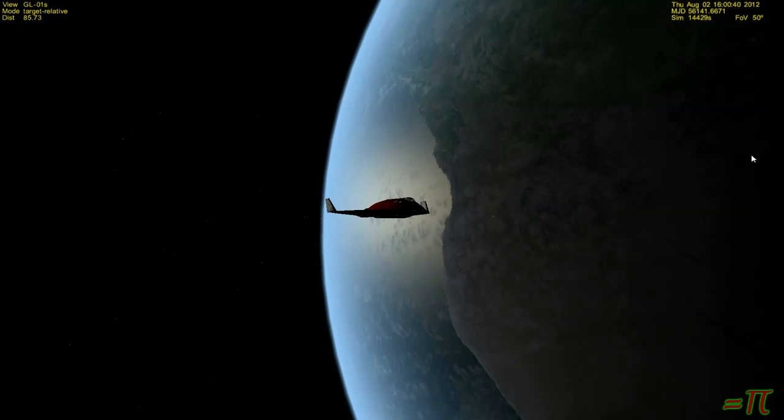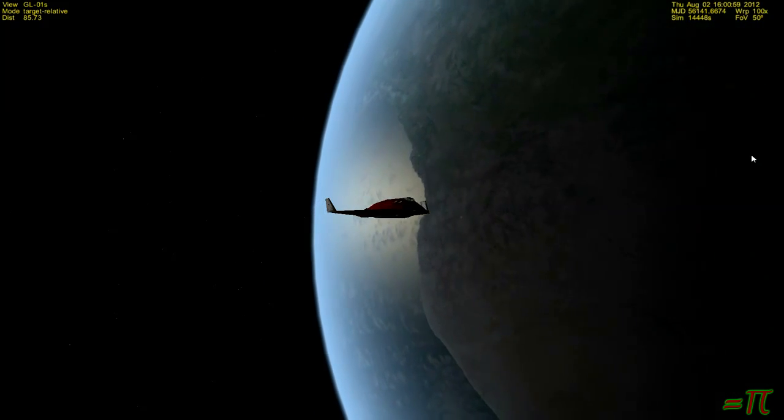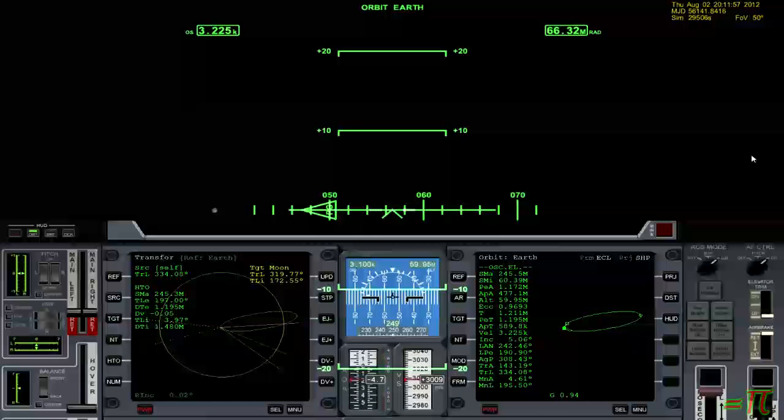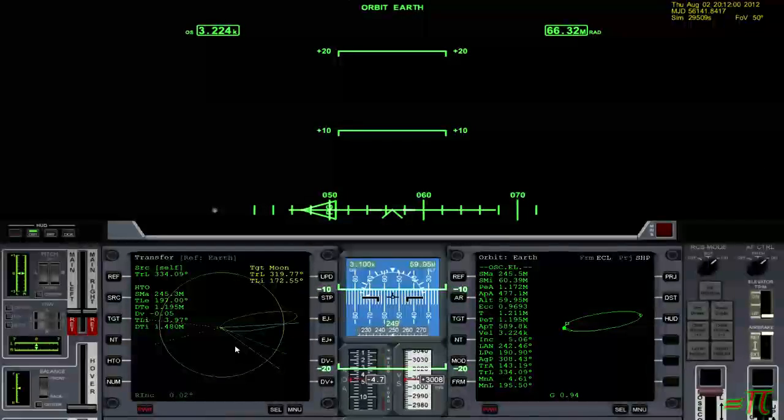Now we'll advance time. Let's see, 10x, 100x, 1000x. Let's back that off a little bit. You can see city lights on the Earth. And it's getting smaller as we pull away. And let's have a look at our instruments. See, we are here on the orbit, and we need to get out there. So we've got quite a ways to go yet.